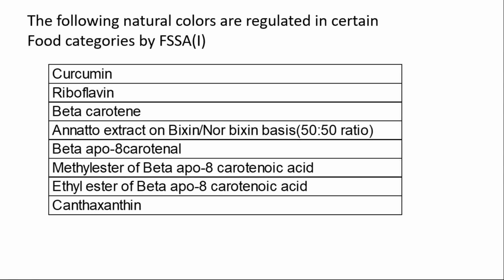The following natural colors, that is curcumin, riboflavin, which we have seen is vitamin B2, beta carotene, annatto extract, beta apo-8 carotenal, methyl ester of beta apo-8 carotenoic acid and the ethyl ester, and canthaxanthin are the natural colors which are regulated in certain food categories by FSSAI, because they do not want the natural color to be masked by the addition of these colors.